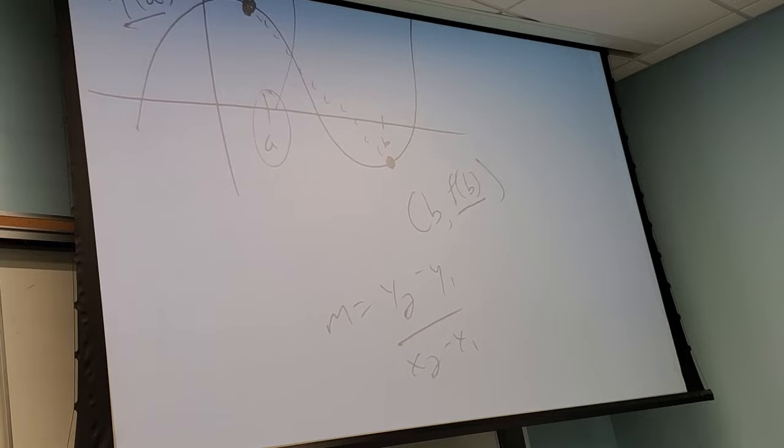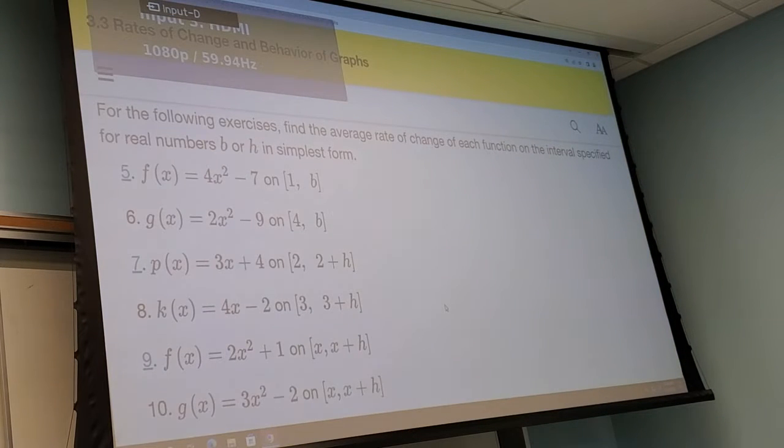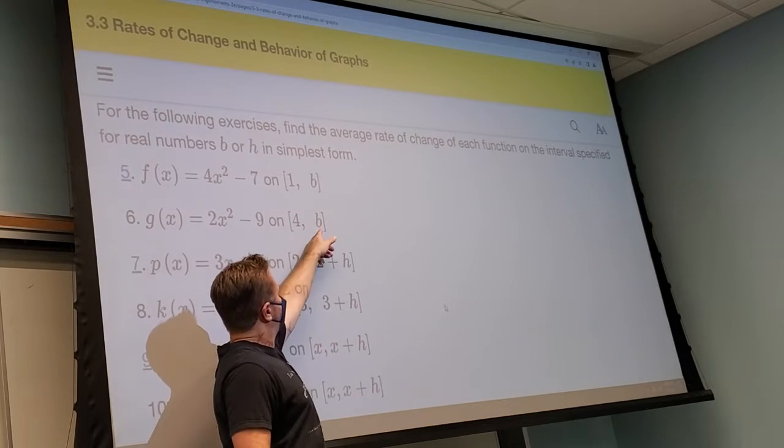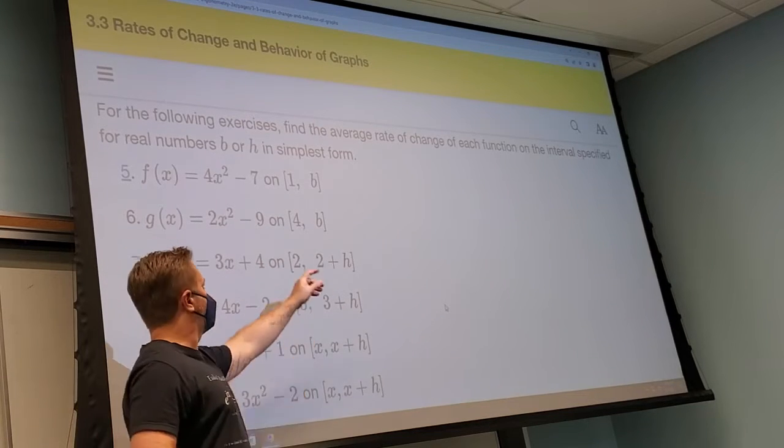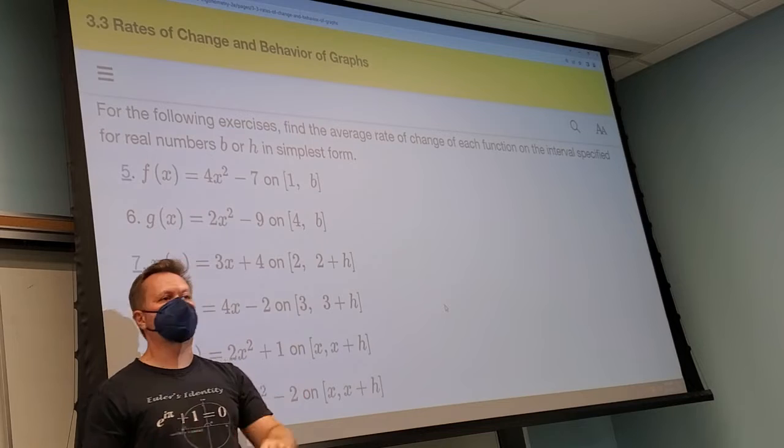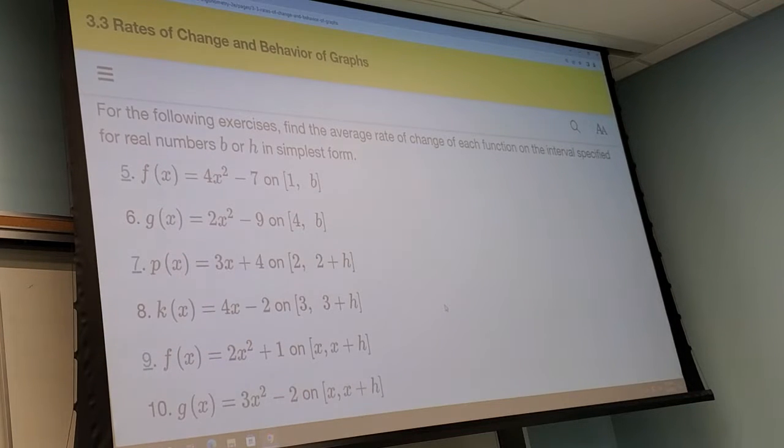Well, they gave us a function, right? On number 6, they gave us a function, and they gave me an interval. Can you figure out the 2 points? What's the point that goes with 4? 4 comma what? What's that point? Do you know the function? What's the function that we're working with on number 6? 2x squared minus 9.